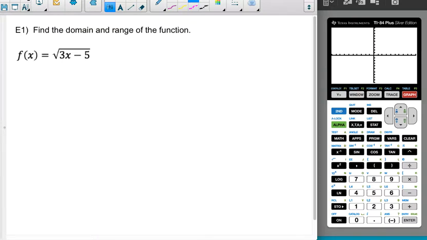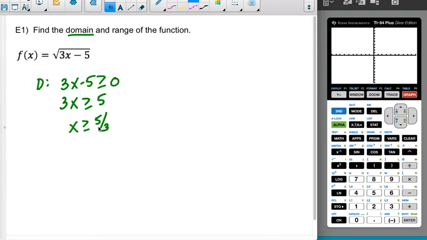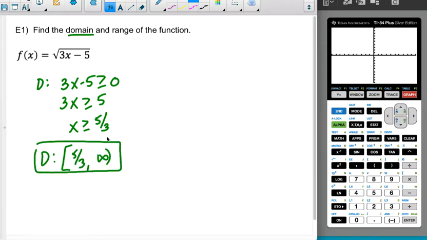So we're going to find the domain and range of this function. Let's start with the domain. For the domain, the inside of the root has to be greater than or equal to 0. So 3x minus 5 has to be greater than or equal to 0, so 3x has to be greater than or equal to 5. x has to be greater than or equal to 5/3. You can write it as that, or you could write it in parenthetical notation, which is, of course, my preference, but it's up to you. So you could write it like this, or you could write it as x is greater than or equal to 5/3. That's fine, too.